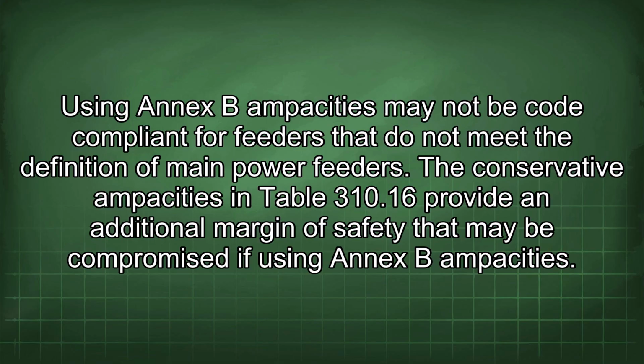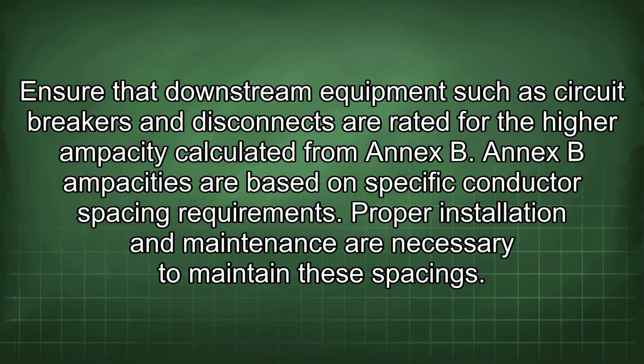Ensure that downstream equipment such as circuit breakers and disconnects are rated for the higher ampacity calculated from Annex B. Annex B ampacities are based on specific conductor spacing requirements. Proper installation and maintenance are necessary to maintain these spacings.